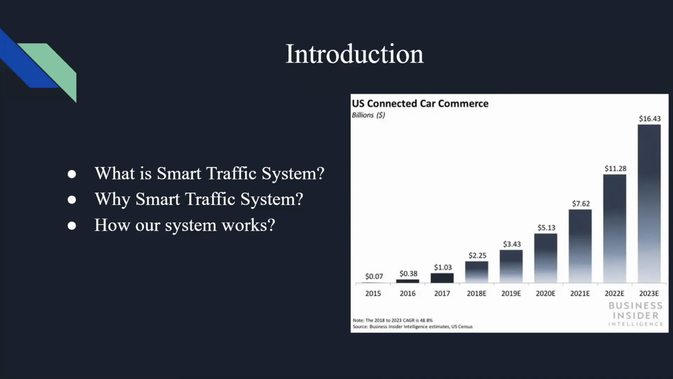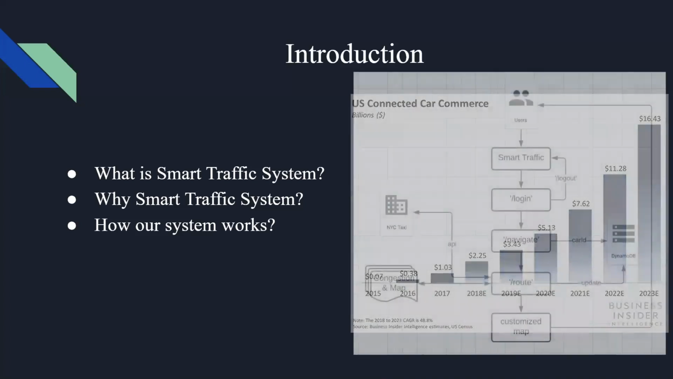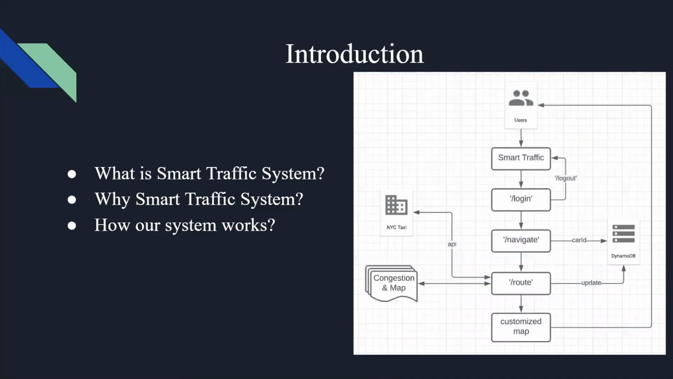So how does our system work? As the flowchart shows, on the left, users can get access to the smart system through the web page. However, they must log into our system to make use of it. Whenever they want to log out, the system will bring them back to the front page. Once they log in, the navigation endpoint will assign a unique ID for each user and put the information into our database.